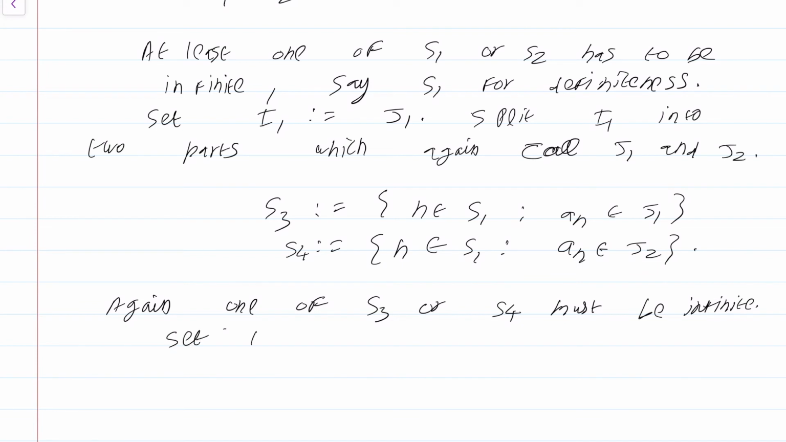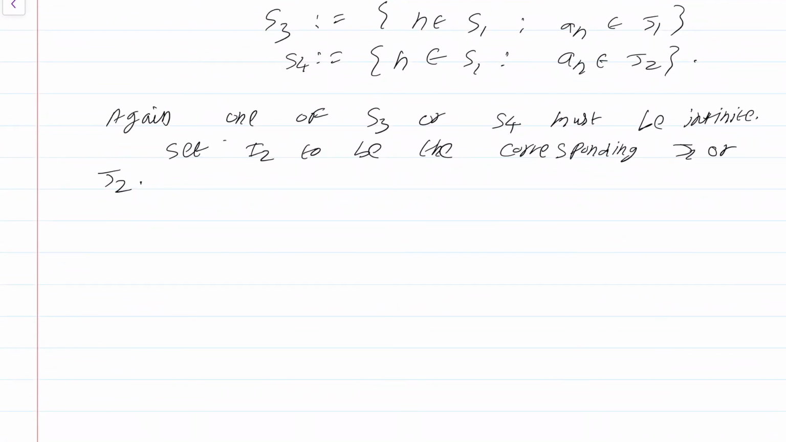And set I2 to be the corresponding J1 or J2. Okay. If S3 is infinite, set I2 to be J1. If S4 is infinite, set I2 to be J2. Okay. Now it must be clear what is needed to be done.